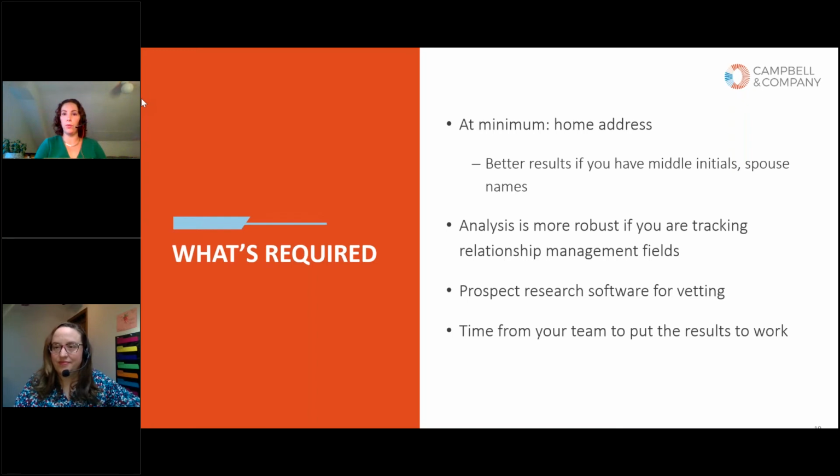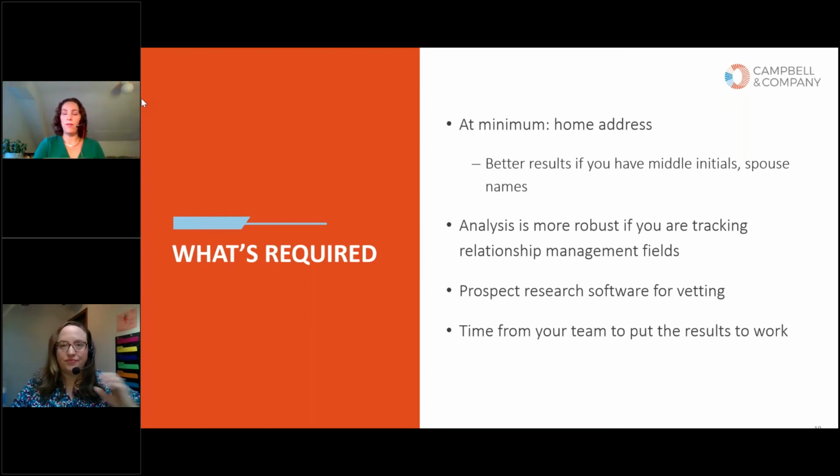And certainly the results from your wealth screening will be better if you have middle initials so that you can find the right John Smith, and then spouse names as well. Also really important to getting as solid results. So that's just kind of a data integrity issue that will maximize your results as you move through them. If you are tracking relationship management fields, so these would be things like portfolio assignments and activities or contacts with donors and proposals or planned asks and prospect stage. These are all fields that if you're doing the analysis with Campbell & Company, we will use to help just make it all that much more robust. So certainly encourage you to track those fields in your CRM of choice.